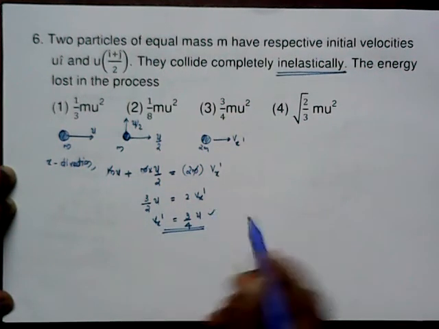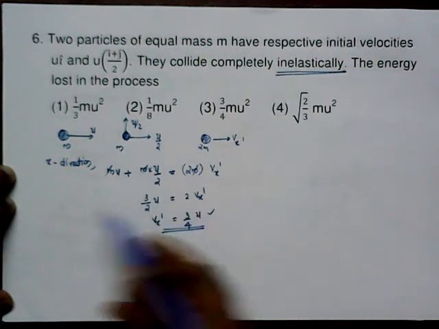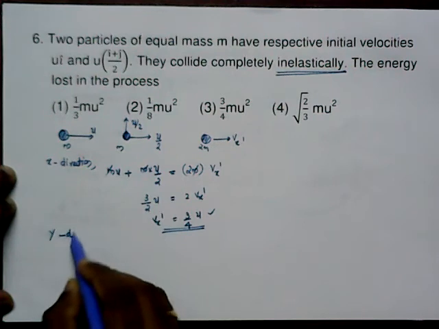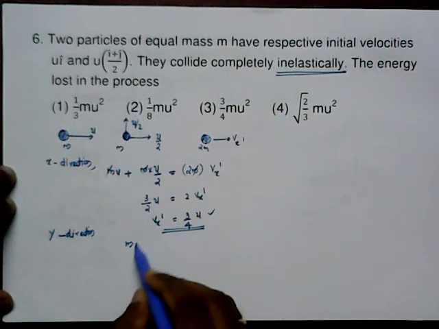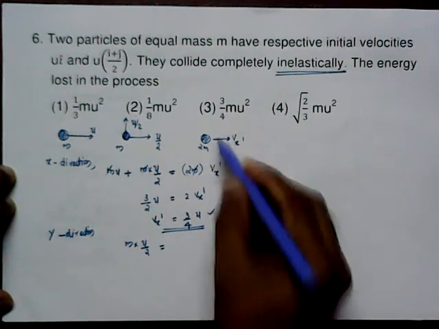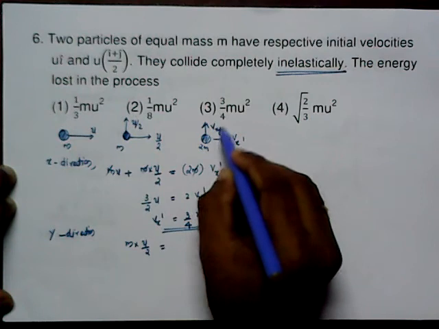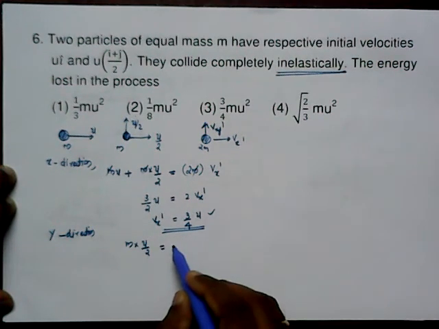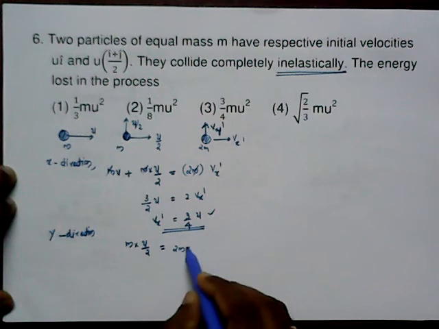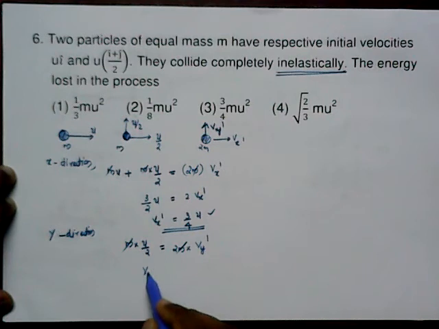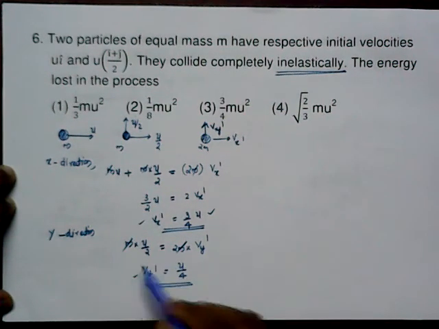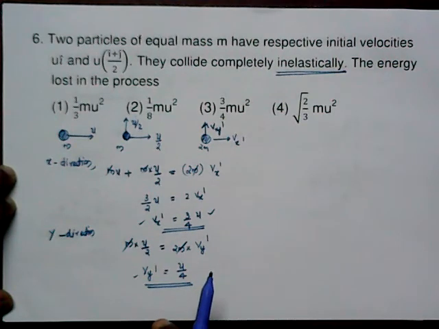A good concept. And similarly, if you consider the conservation of momentum along the y direction, there is m into u by 2. That should be equal to, suppose the y velocity is vy dash, m into u by 2 equal to 2m into vy dash. So the m cancels, and you get vy dash equal to u by 4. Good. So now we have the x and y velocities after collision.